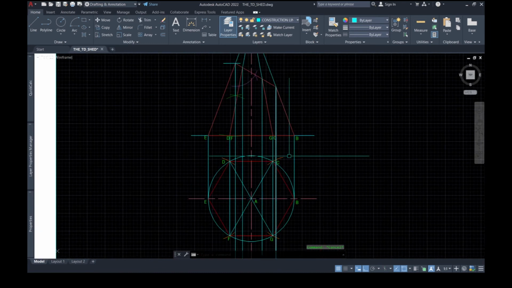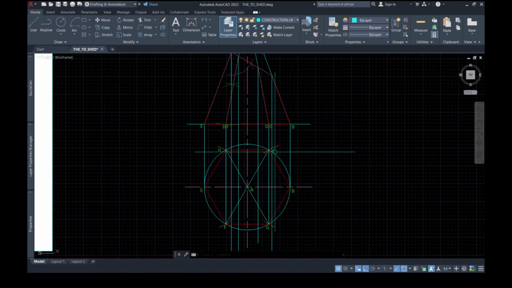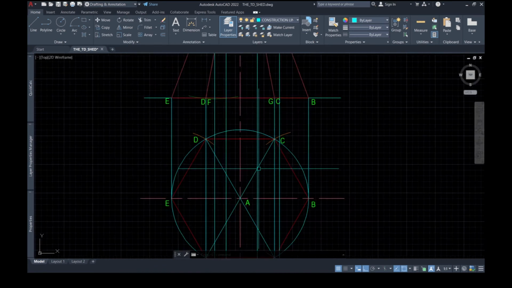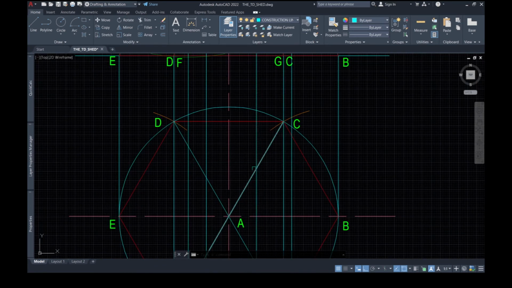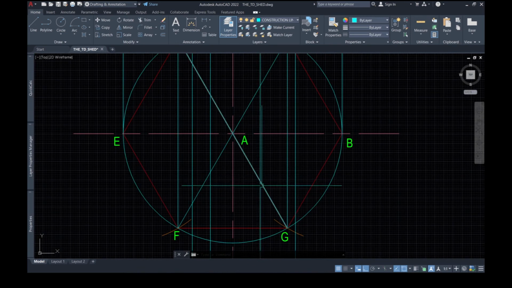Our second point would be from the line that is projected from this point at the points G and C, at the lines G and C. So therefore, this would be another point, and this one here is another point.